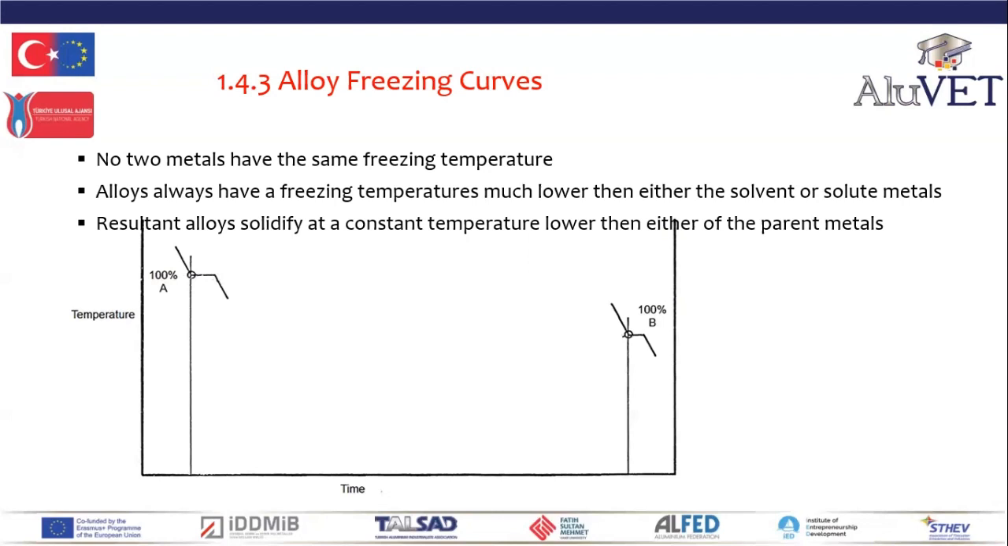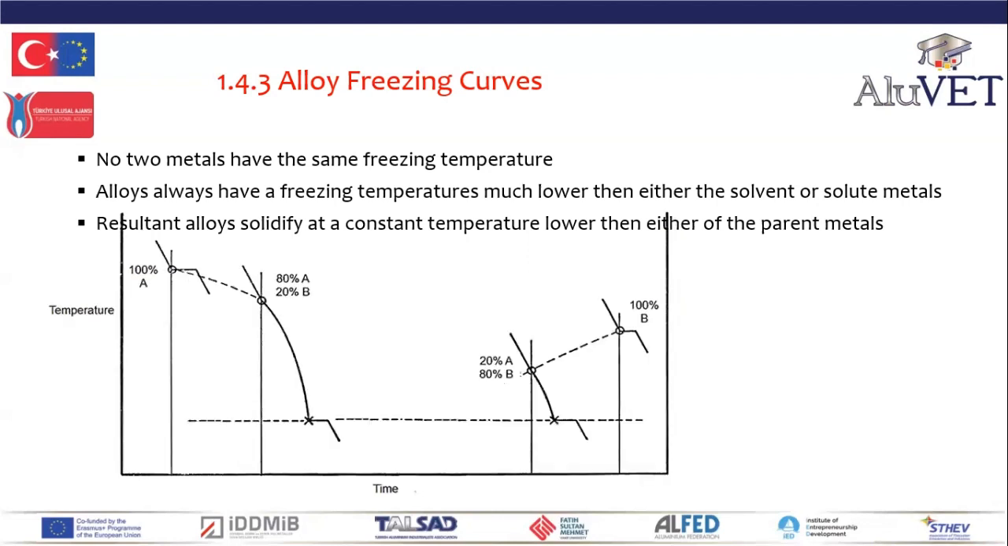They are pure metals. As soon as we mix the two together, we've lost the single freezing temperature. Now we have a freezing range. So when we alloy two metals together, whether it is metal B in A or metal A in B, we've now developed a freezing range, and you can see that we've lost a single temperature. And if you look on the left-hand side, 80% A and 20% B now has a very, very long freezing temperature range.